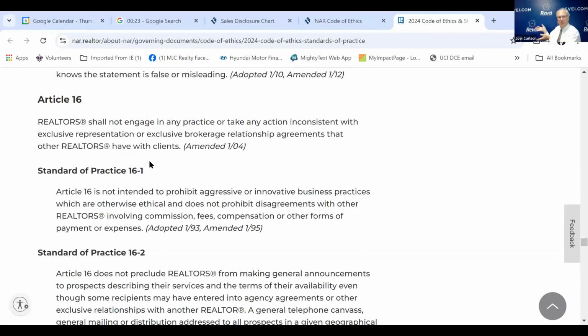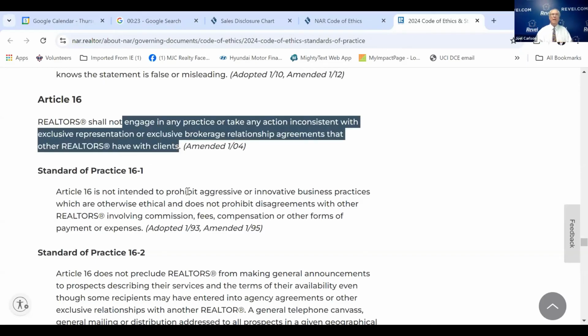Same thing with a buyer representation agreement. This is what I'm talking about right here. If you have a buyer representation agreement, another agent cannot come to them and say, hey, listen, I know you have a buyer representation broker compensation agreement with Joel, but he's no good. Cancel it and list with me. Let me be your representative. That's a violation of law as well as your code of ethics. It says you're not allowed to do that right here.